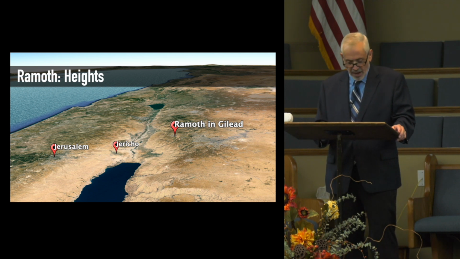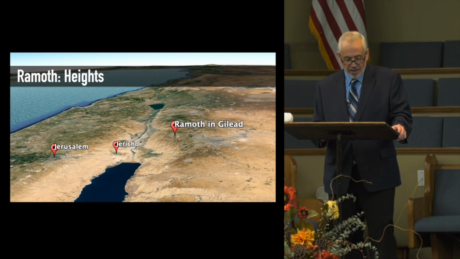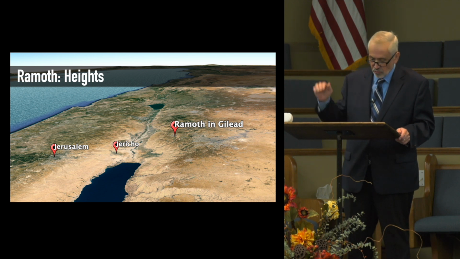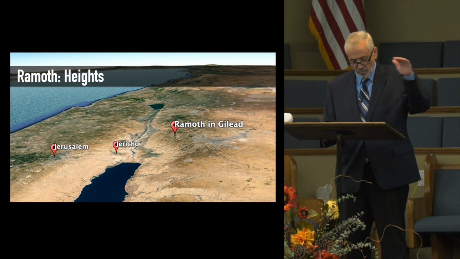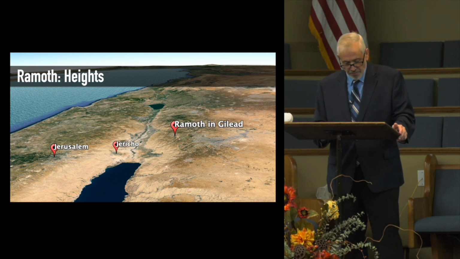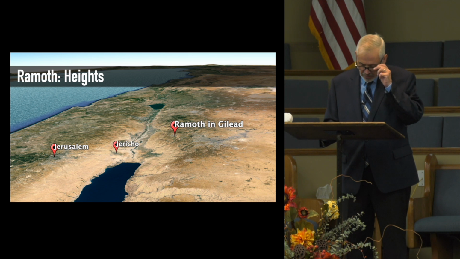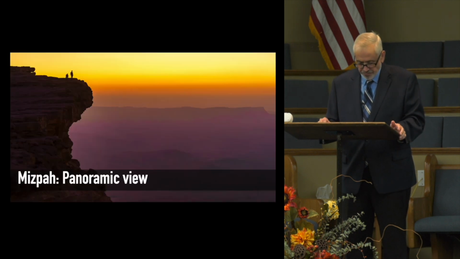Ramoth means heights. Ramoth in Gilead in the Old Testament was a city of refuge, but it's located up on this great height in what is today Jordan. Now, what do we know about it from the name? It means it's located on a height, and we see that there.